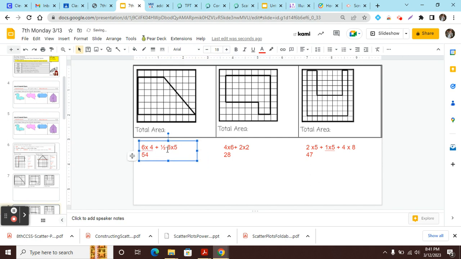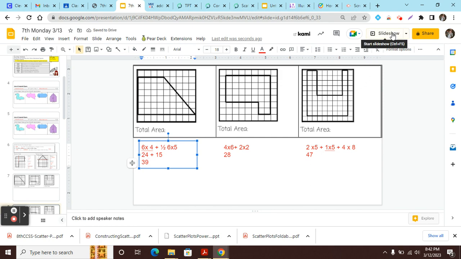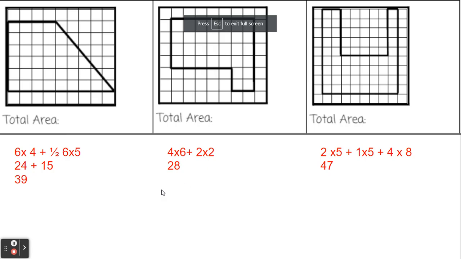Make this a little better for the people in class. So half of 6 by 5 was 30, half of 30 is 15. So we end up with 24 plus 15, which equals 39. So I fixed that one because I messed up, which happens. I forgot to put that half in there.